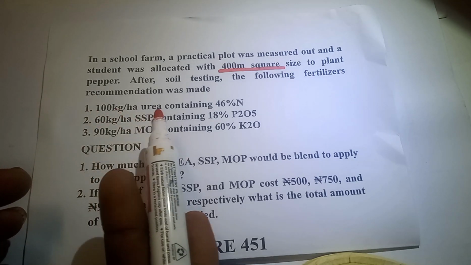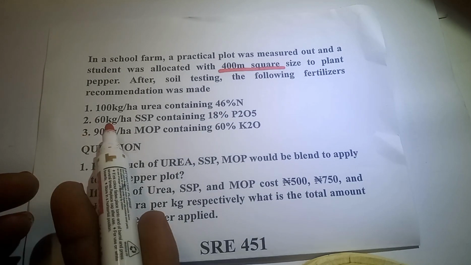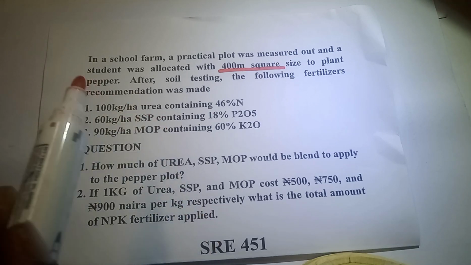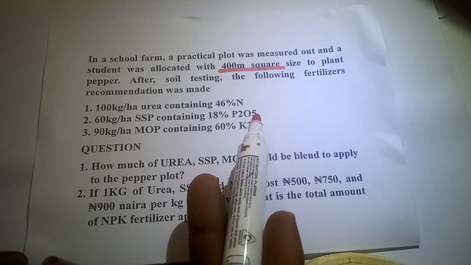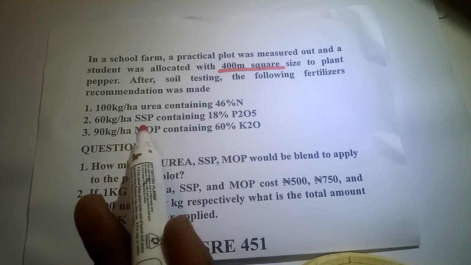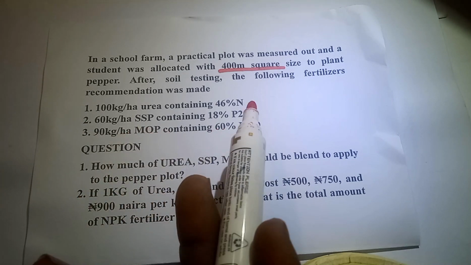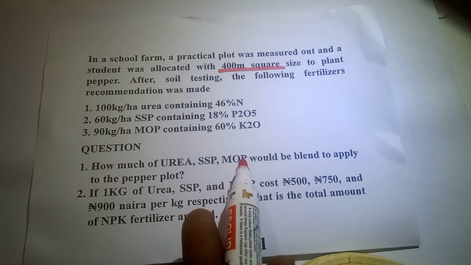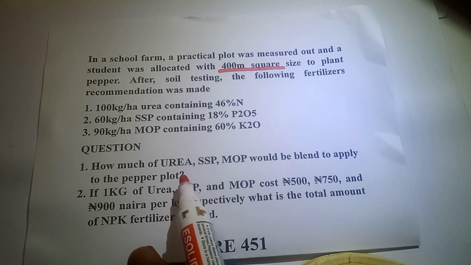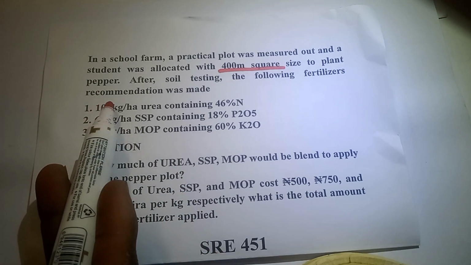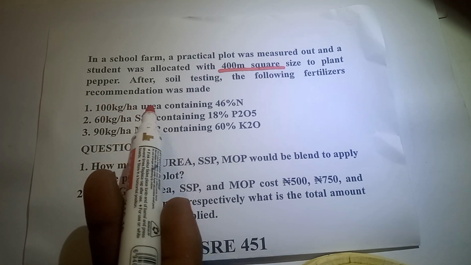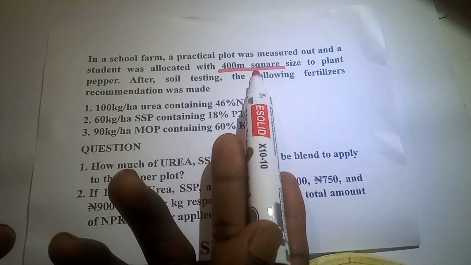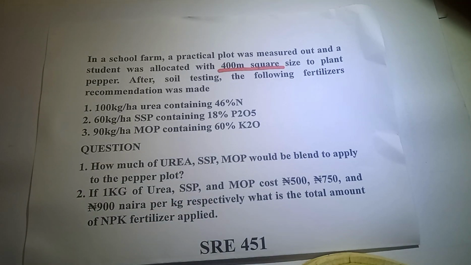100 kilogram per hectare of urea containing 46% nitrogen, 60 kilogram per hectare of SSP, which means single super phosphate, containing 80% P2O5, and 90 kg per hectare of muriate of potash containing 60% K2O. Now the question says, how much urea, SSP and MOP would be blended to apply to the pepper plot? They told us these are the kilograms per 1 hectare of these nutrients, but we only want to plant pepper on 400 meters square. So that is the first thing to note.